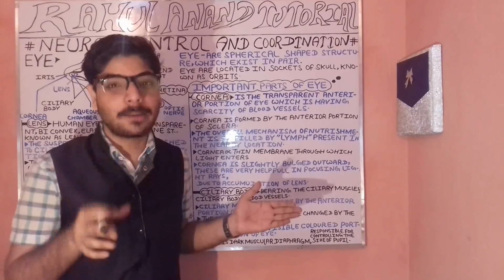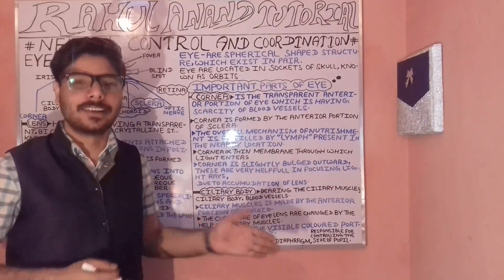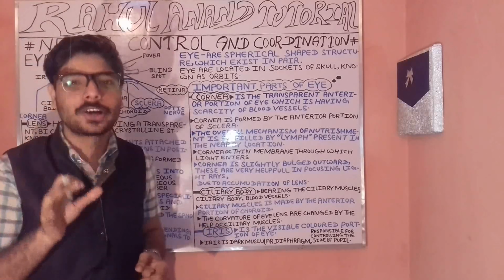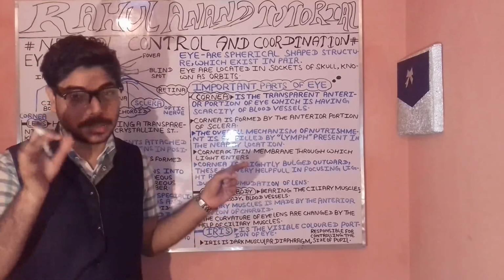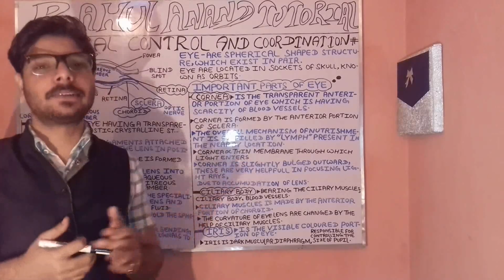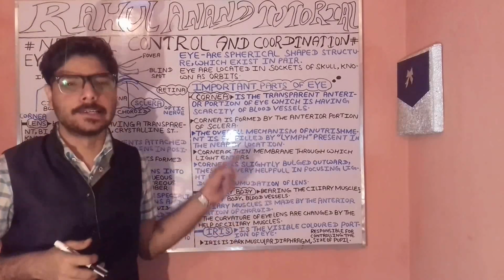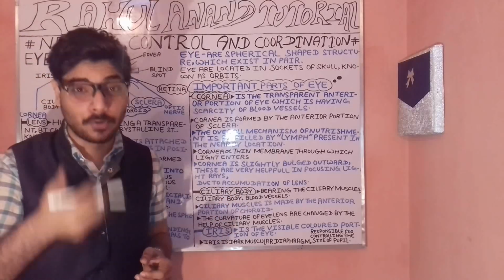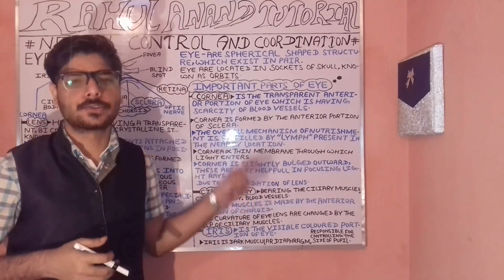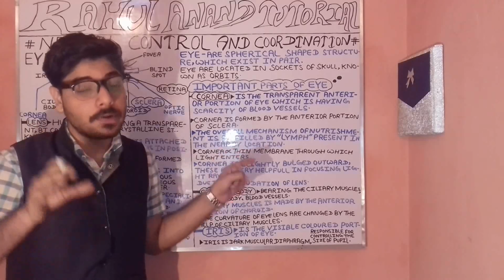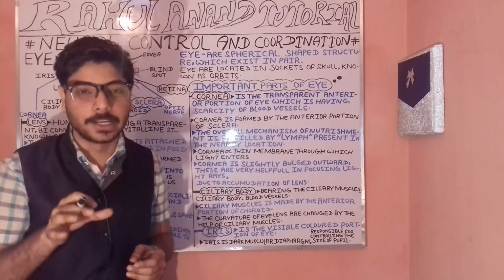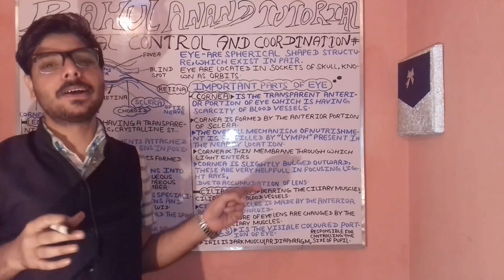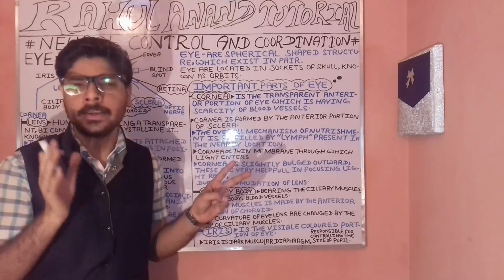Now let's understand this in a bit more detail. What is the cornea? The cornea is the anterior transparent portion of the eye, which has a scarcity of blood vessels. When we talk about the nutrition of the cornea, it is accompanied by the help of the nearby lymph. You are clear about what lymph is; we have understood it briefly.